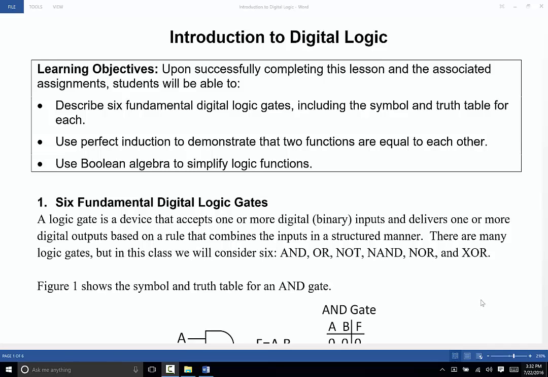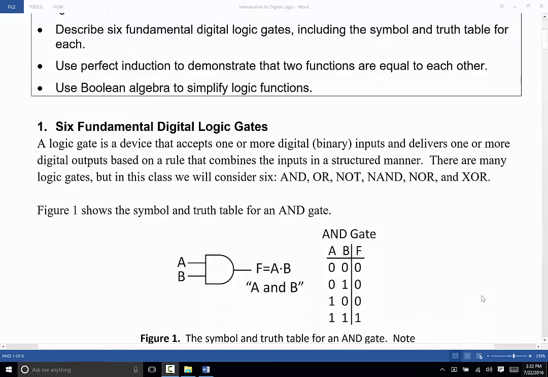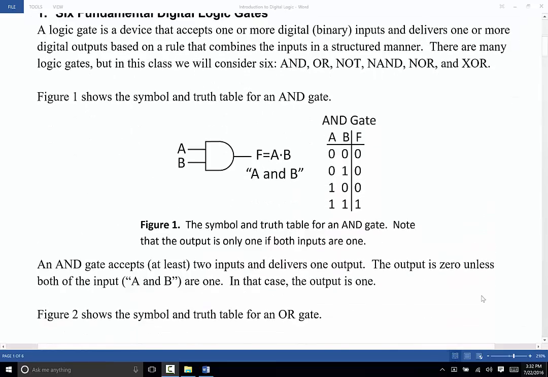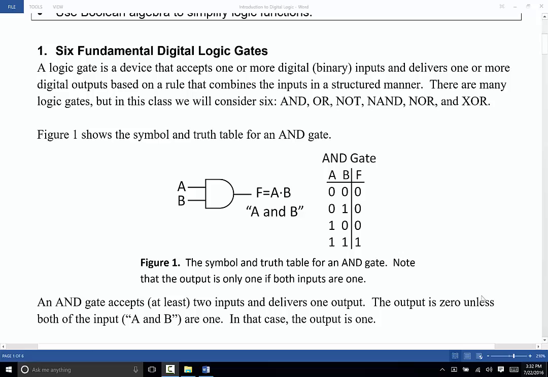Hello and welcome to the first video of Introduction to Digital Logic. In this video I'm going to introduce to you the 6 most important digital logic gates. Now there are others, but these are the 6 most important, and I'm going to try to talk to you a little bit about each of them in turn.